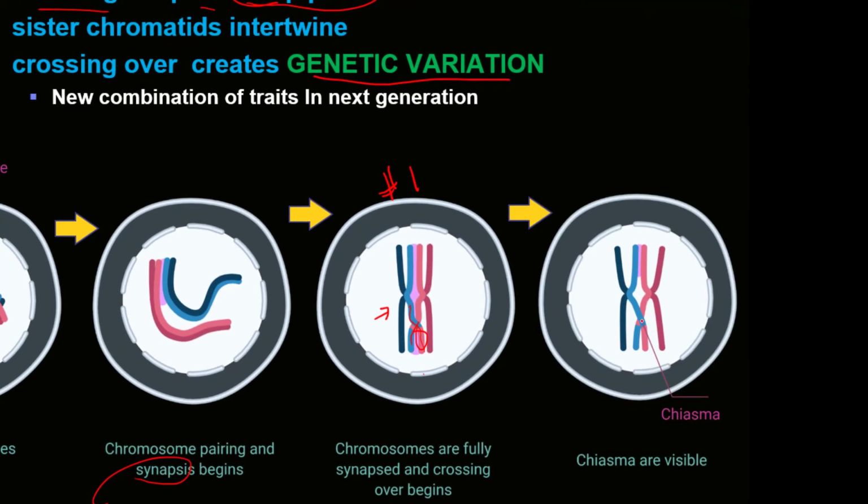The point of crossing over is called the chiasma. I've also seen it as the chiasmata, but that's where the crossing over occurs. This increases genetic variation by giving a new combination of traits. These sort of pinkish chromosomes now have the allele, or that version of the gene that was originally on that chromosome. Okay. Then we also want to talk about random fertilization.